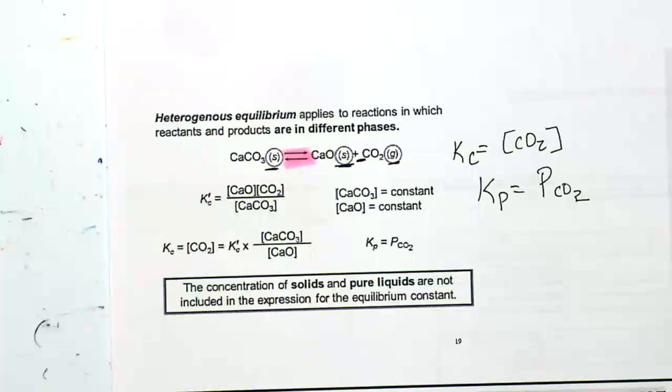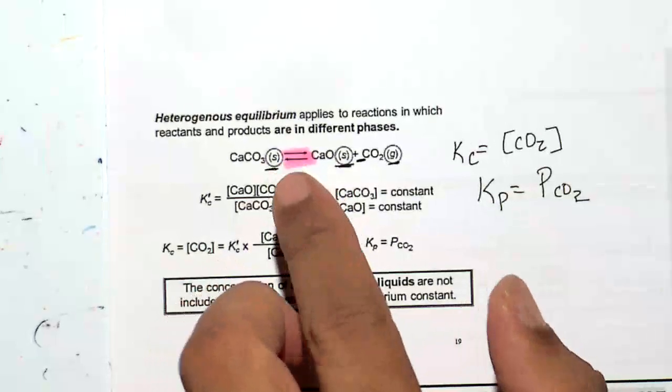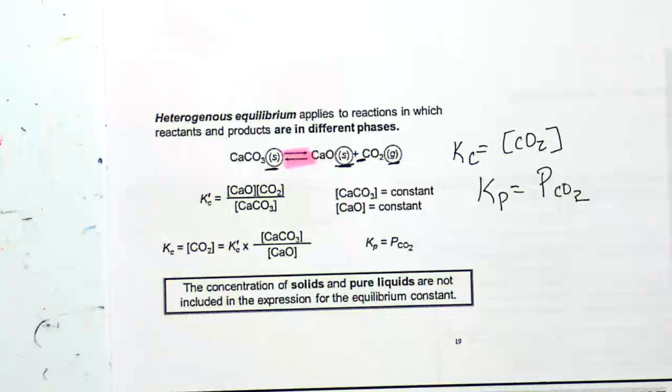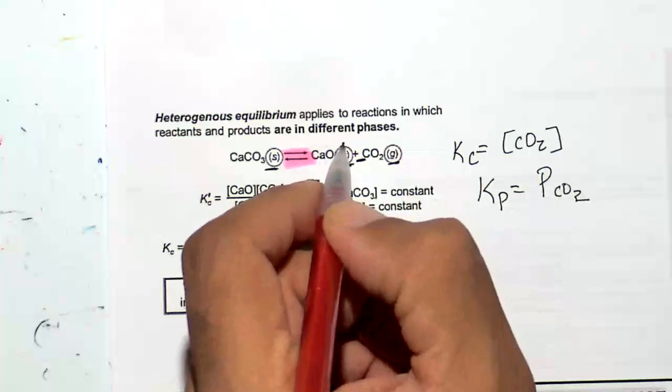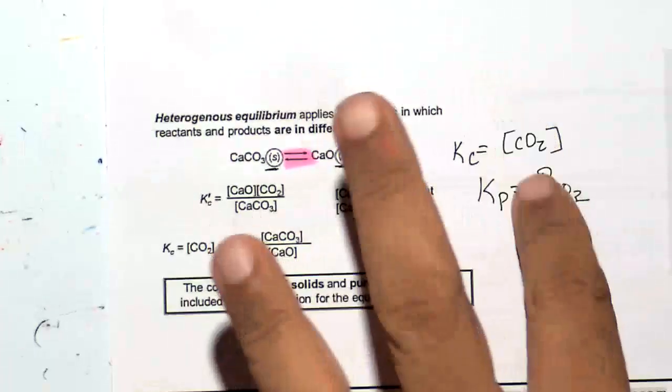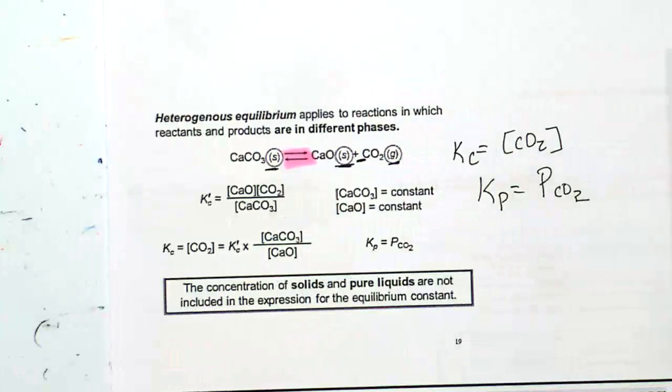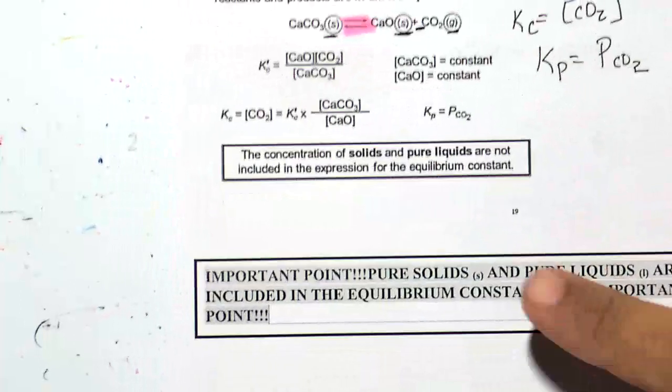So what was different between this and the previous ones? What did we ignore? We ignored the solid. So these are the two equilibrium constants, one in terms of concentration, the other in terms of pressure.